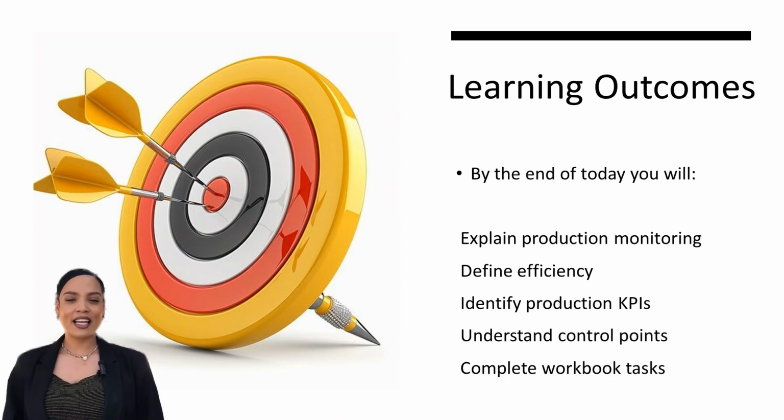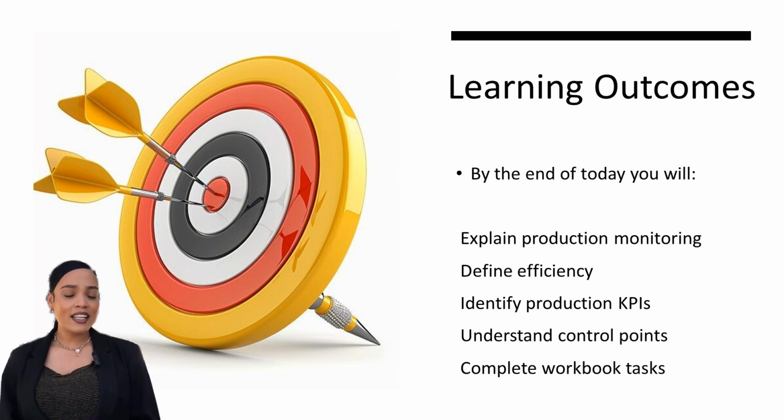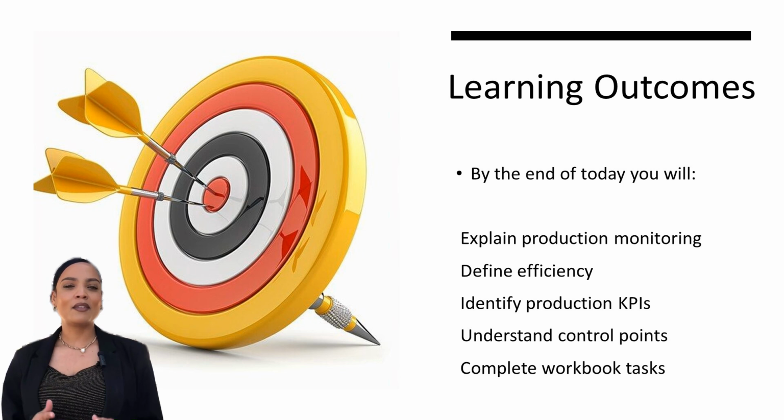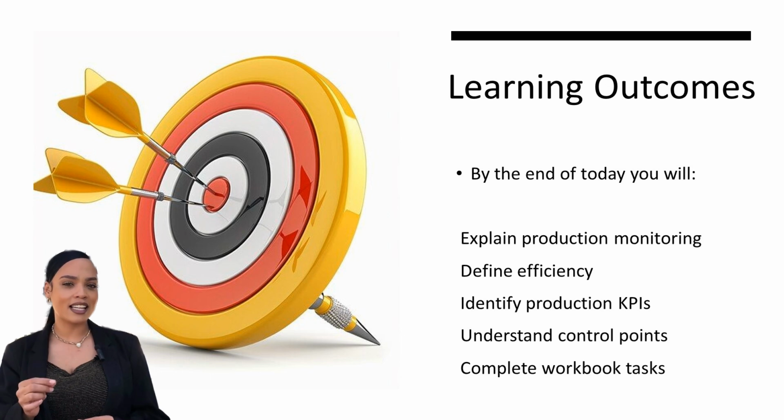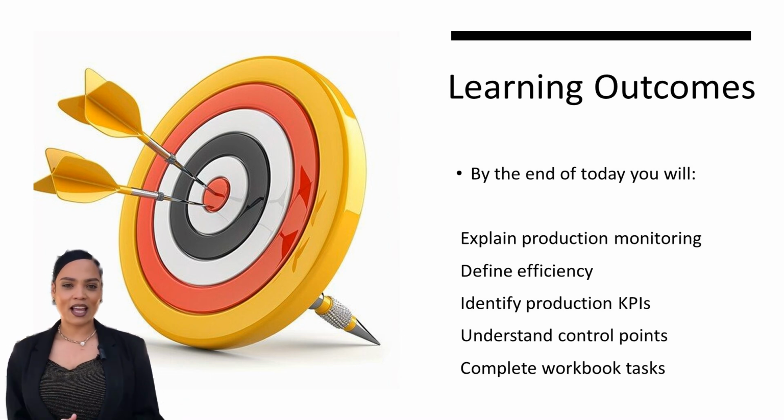By the end of today, you will be able to: 1. Explain what production monitoring means. 2. Describe efficiency and productivity in a production environment. 3. Identify performance indicators, KPIs used in production. 4. Understand control points in a production line. 5. Complete KM2 Day 1 workbook tasks.